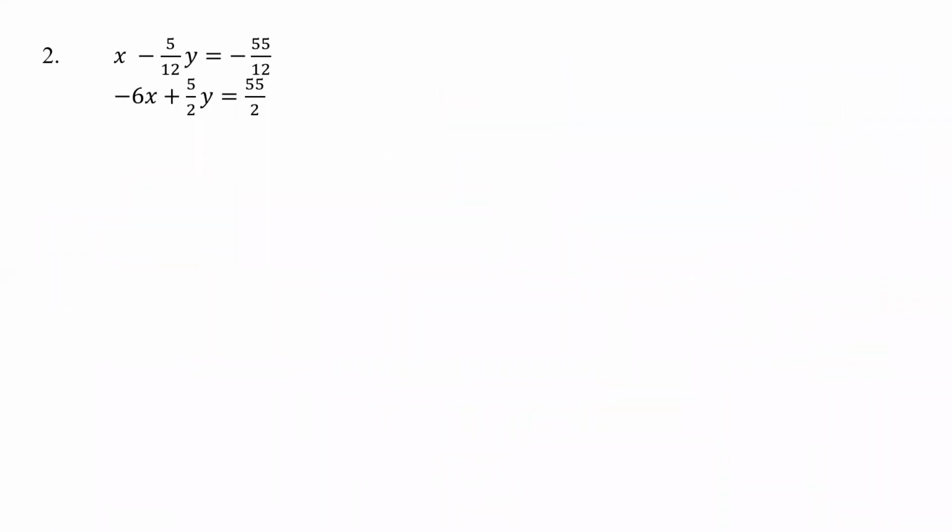Well, this one, I think I want to get rid of fractions. So I'm going to multiply both equations by the common denominator. And so what is the common denominator? Well, the top one, we have 12. The bottom one looks like 2. Okay, so if I take the top one times 12, I'll have 12x minus 5y equals negative 55. So that doesn't look too bad afterwards.